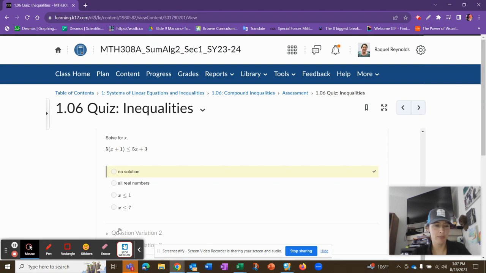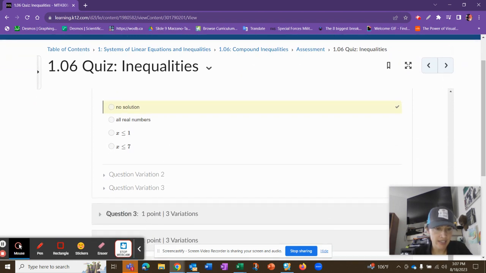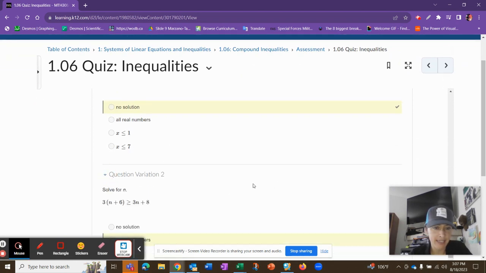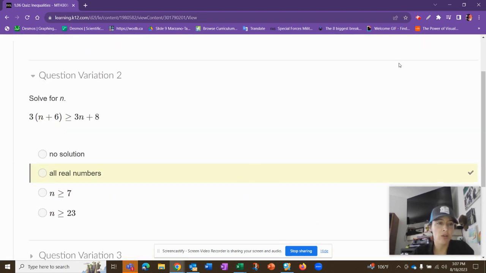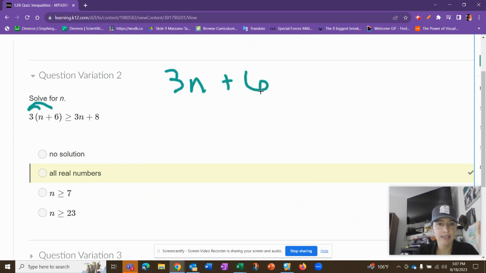Let me zoom out. We're good. Let's go look at another one. I was looking for my all real numbers. Okay, let's distribute. Oh, I made a mistake when I worked with a student. I distributed this and I rewrote it as 3n plus 6 greater than or equal to 3n plus 8, but I did something wrong.